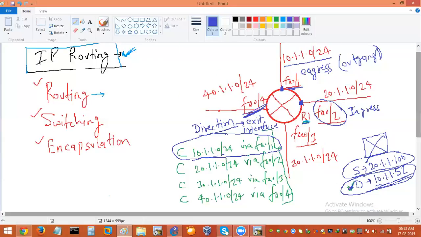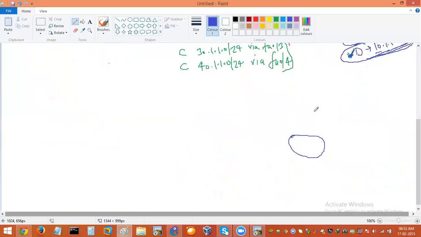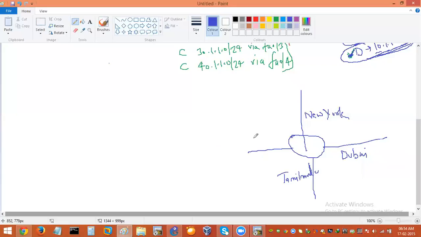It is just like a crossroad, guys. Take an example. You are standing on a crossroad, and let's say this is New York, this is Dubai, this is Tamil Nadu, and this is Bangalore. So let's say this is my north, this is south, this is east. Just for example, I'm taking so that it becomes very clear to you.